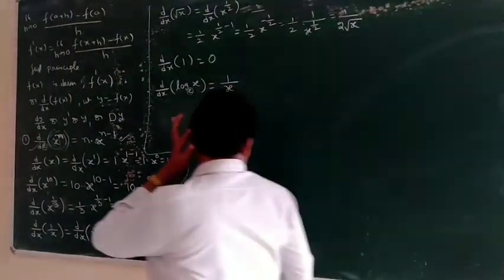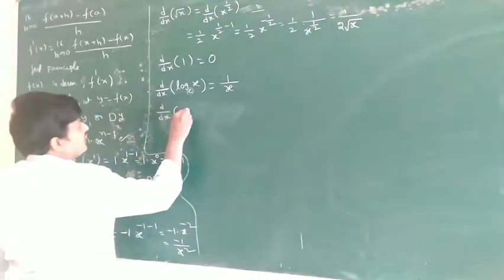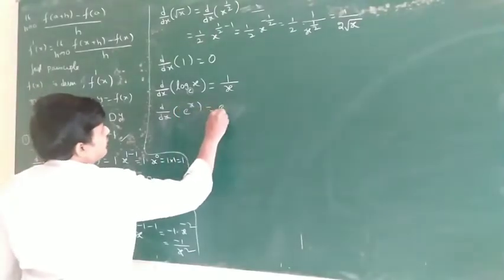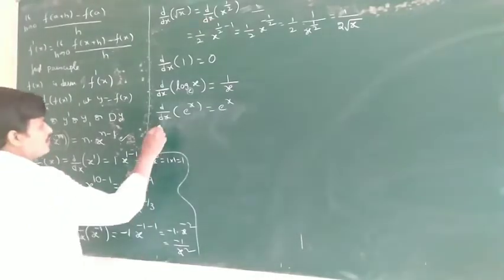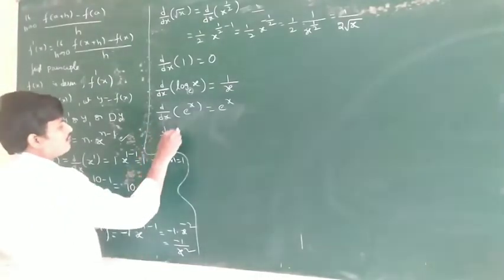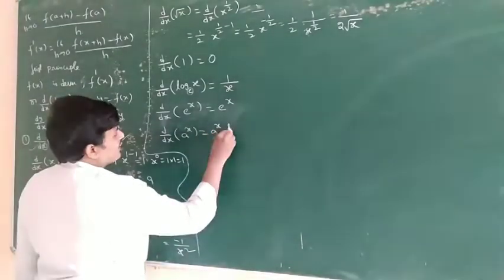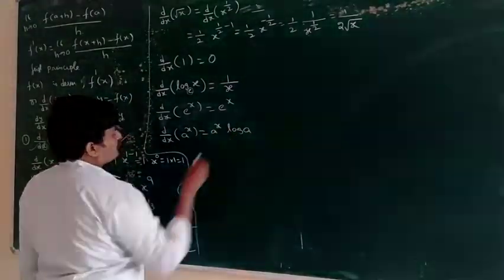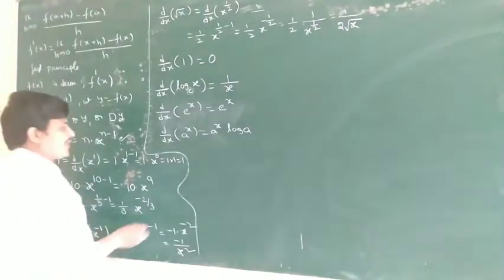Okay, next one, d by dx of e power x. D by dx of e power x is equal to e power x. So d by dx of a power x is equal to a power x into log a. Exponential, logarithm, algebraic. Next, trigonometry.